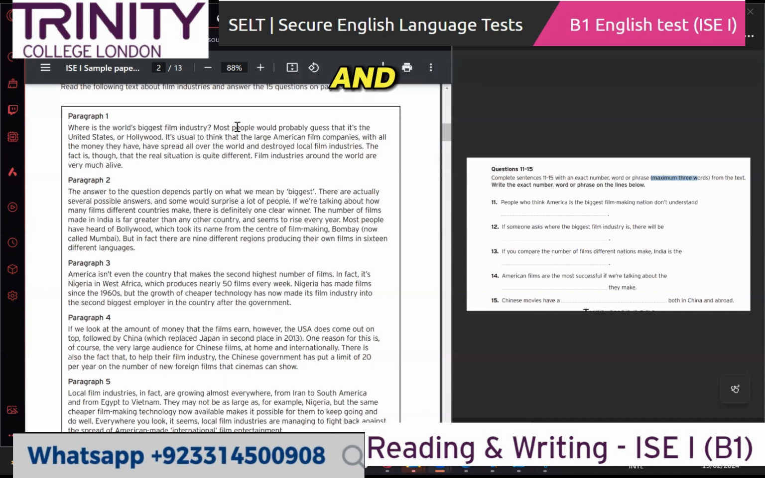Local film industries are growing almost everywhere, in Iran, South America, and Egypt. They may not be as large as, for example, Nigeria, but the same cheaper film technology nowadays makes it possible for them to keep on doing well. Everywhere we look, local film industries are managing to fight back against the spread of American-made entertainment internationally.